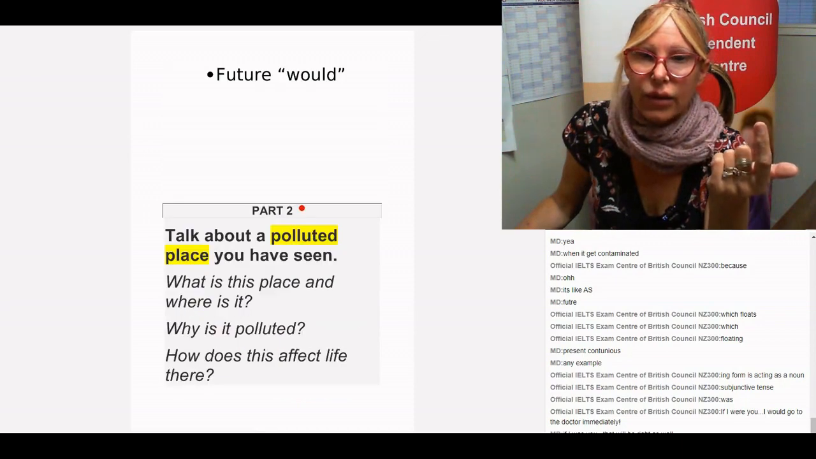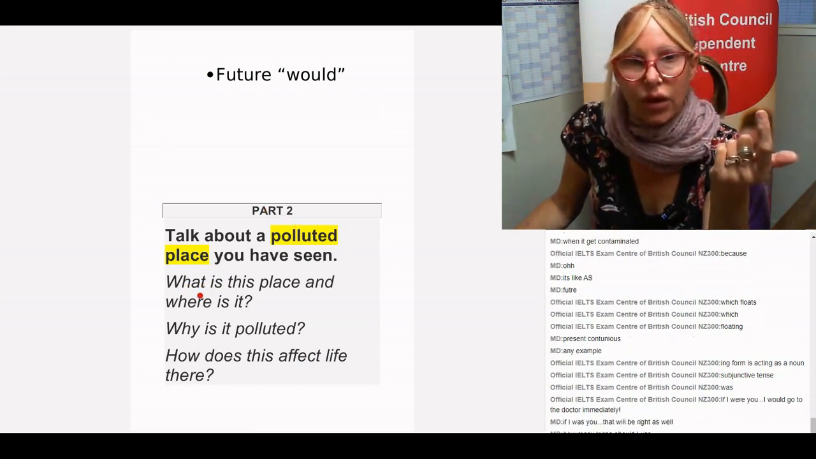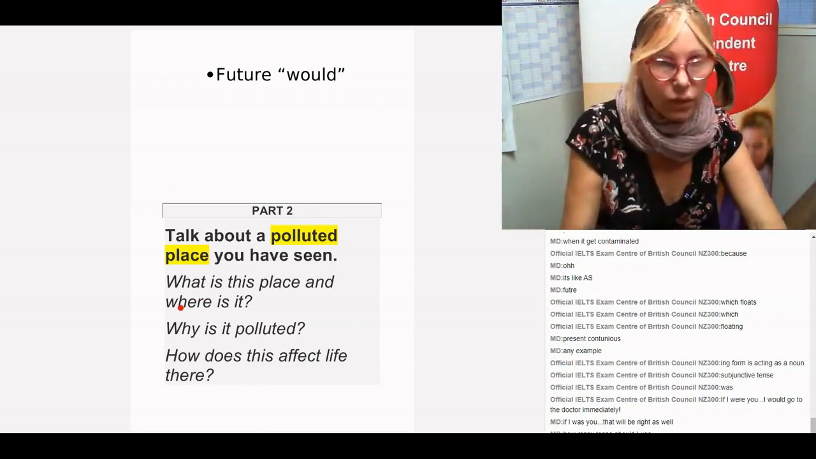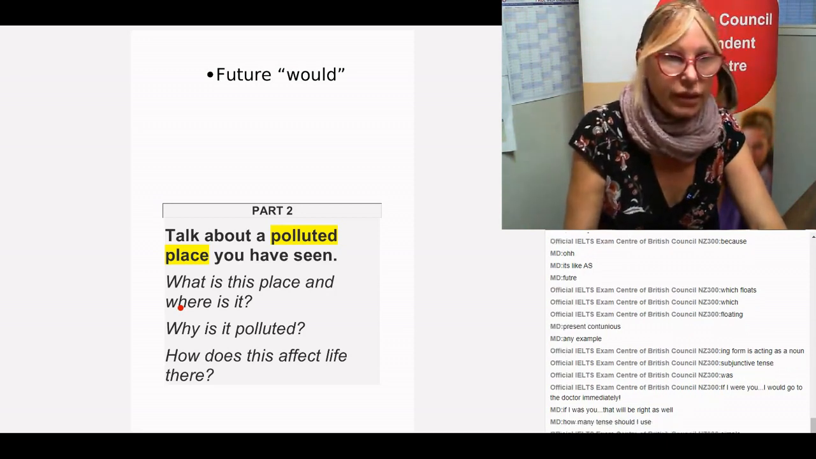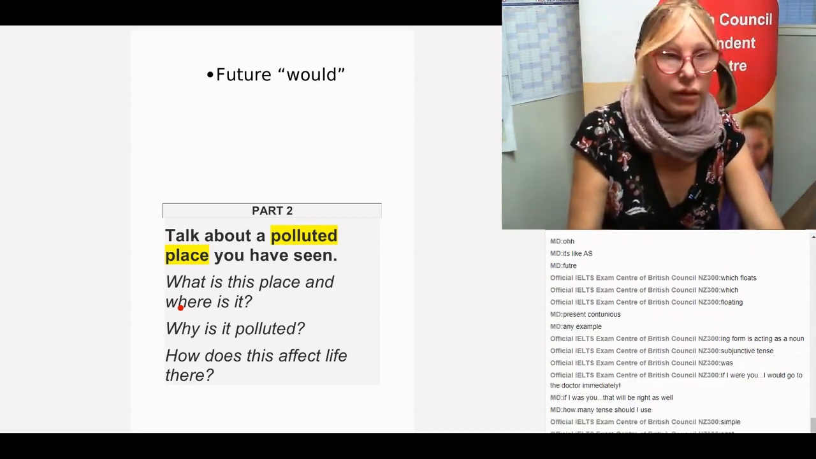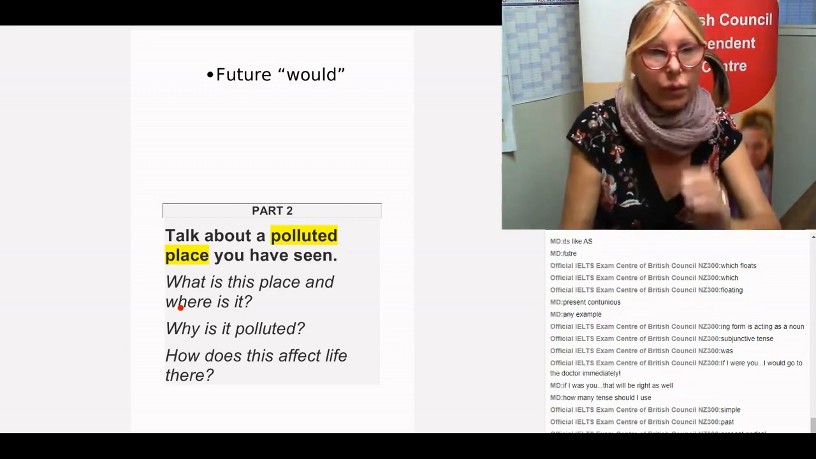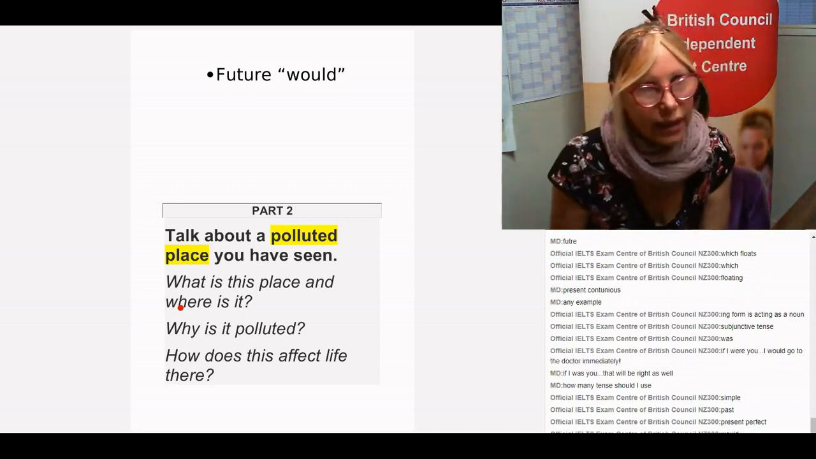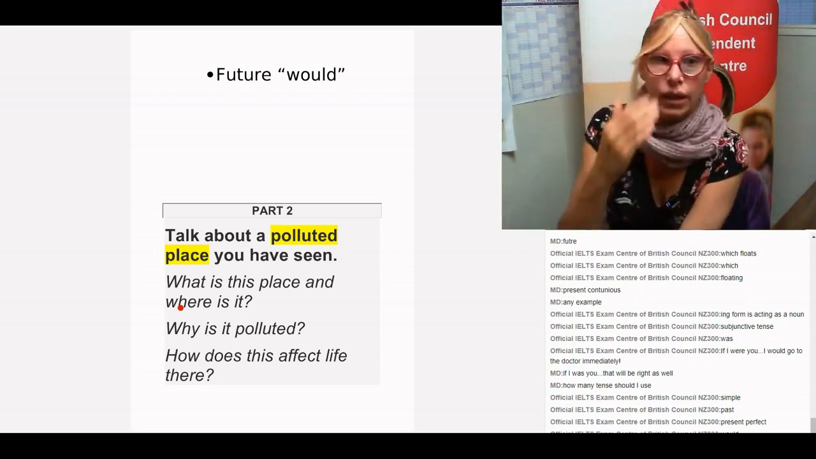Okay, so in the question they have, talk about a polluted place you have seen. Well, I think that you've got to be quite competent. You should definitely be using simple past. Try to use present perfect, and try to use the would for the future use. Those 4 definitely, if you can, do come up quite often in just regular topics.